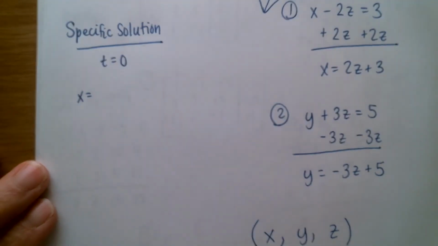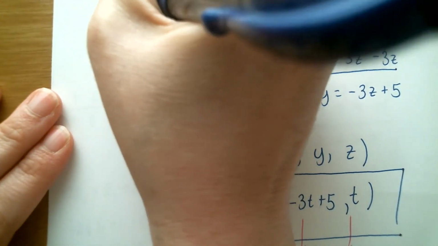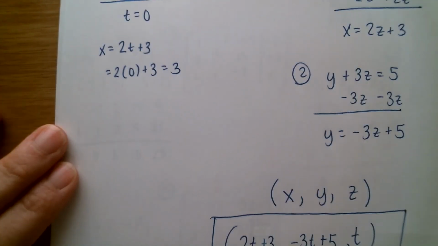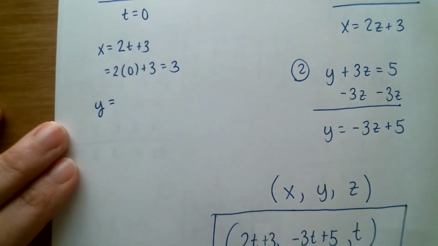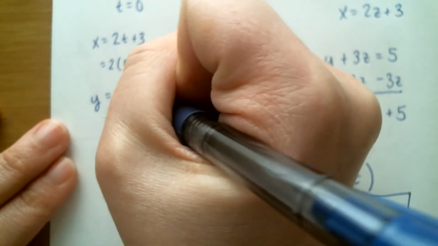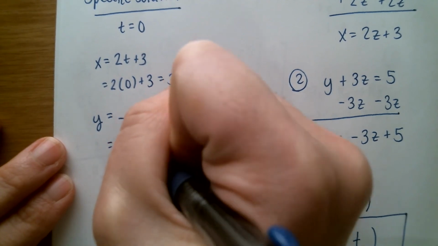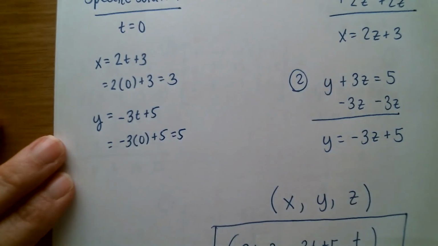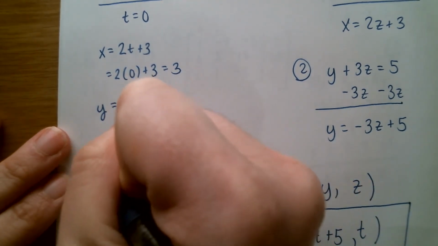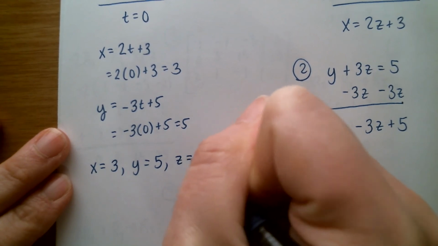So if t is 0, then your x value is going to be 2t plus 3. So you would get 2 times 0 plus 3. You would get 3 for x. And then your y, remember y is negative 3t plus 5. So if we chose t to be 0, then y would be negative 3 times 0 plus 5. So y would be 5. So one specific solution to the system would be x is 3, y is 5, and z is 0.